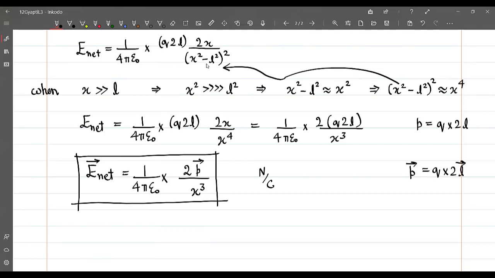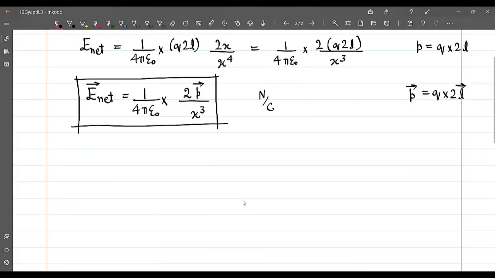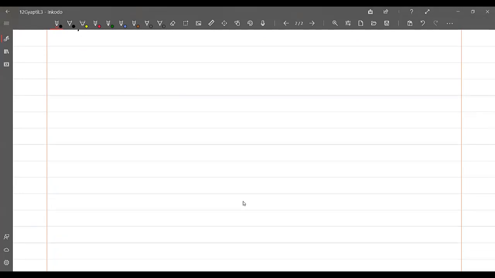This was the electric field on the axial line or on the axis of the dipole. Any other questions? Okay, let us move ahead. Next we are going to find the electric field of a dipole at a point on the equatorial line. Electric field on the equatorial line of a dipole.